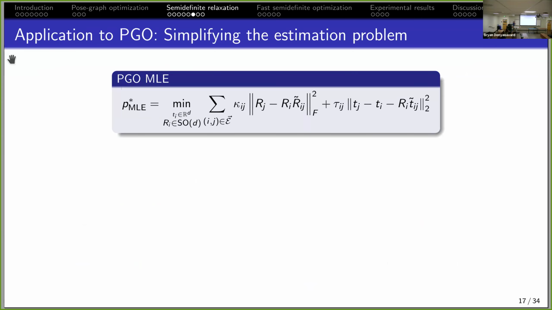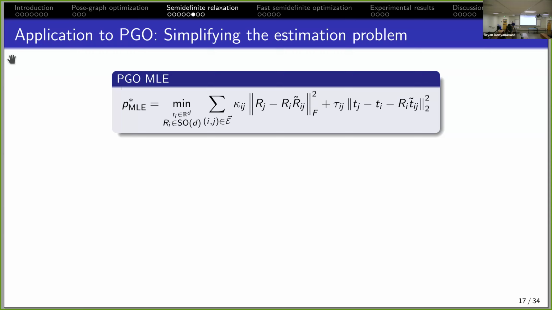Okay, so I'm going to go back to our PGO example. I'm going to show you exactly how this applies to that specific concrete instance. So just to recall, here's our objective for our pose graph optimization problem. Before we get to the relaxation, I'm going to show you one very brief algebraic simplification you can make to this. It's just going to simplify the problem a bit.